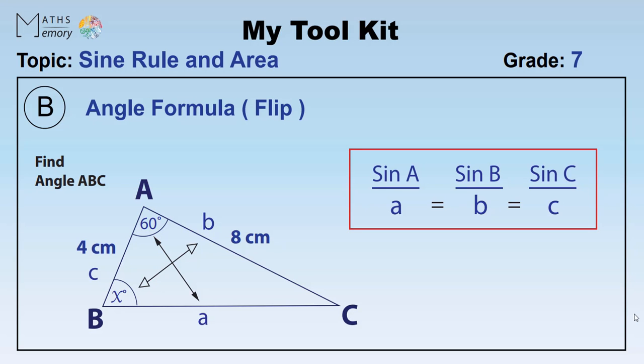This is toolkit B, and this is how to find the angle using the sine rule. So the major difference is step 2 here. You simply flip this formula down. So write this formula and make sure you understand the 3 steps and the example you just did.